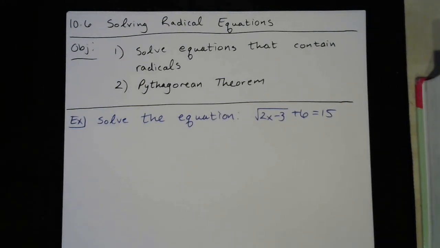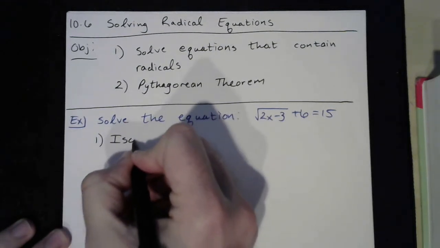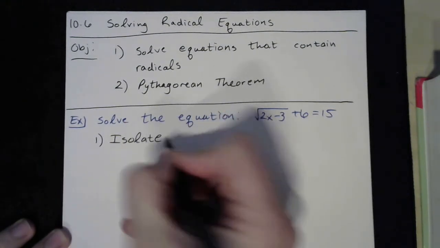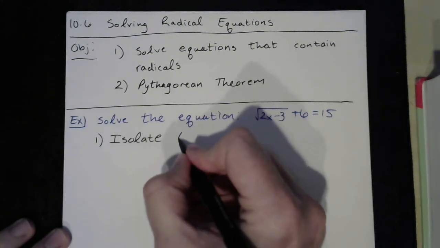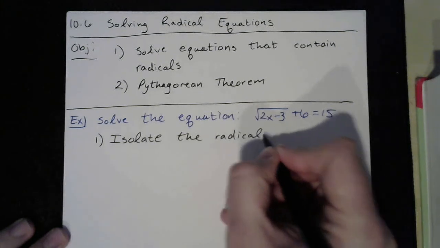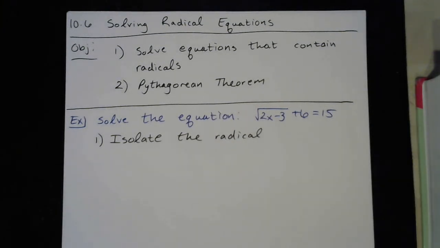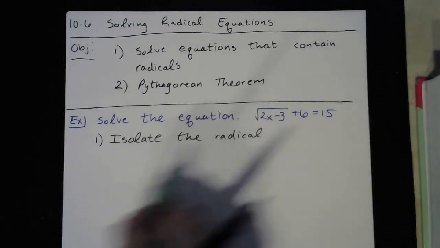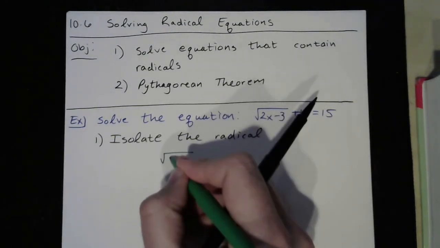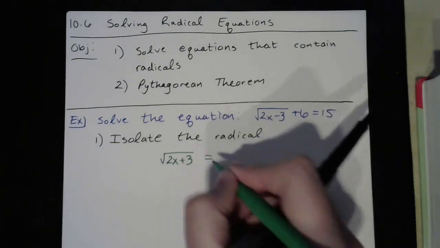So first step, every time, is to isolate the radical. We want to get it all alone on one side of the equation. So in this problem, that means moving the 6 to the right by subtracting it. So if you subtract 6 on both sides, we end up with the square root of 2x plus 3 equals 9.